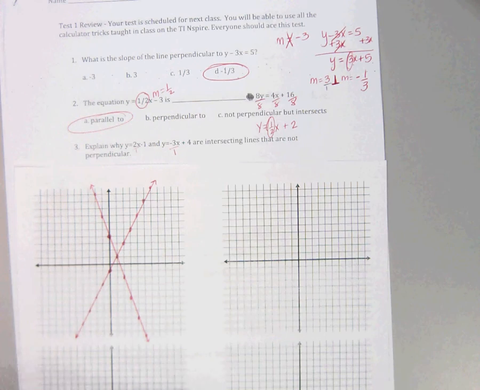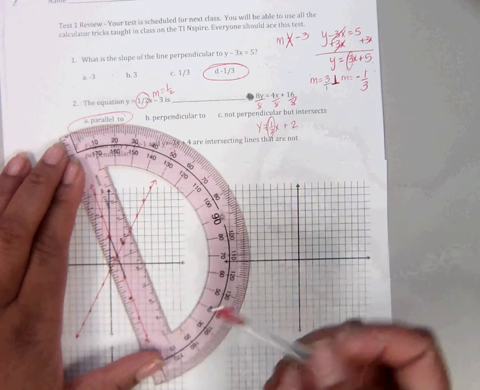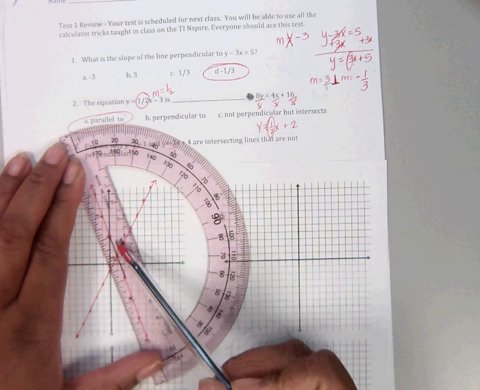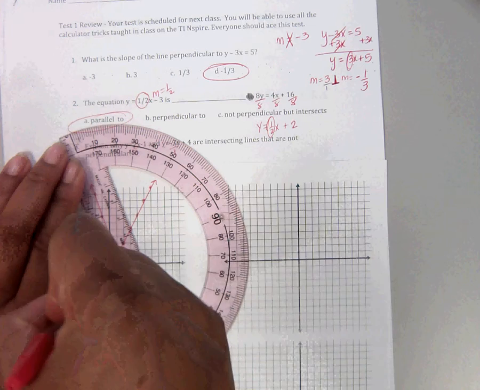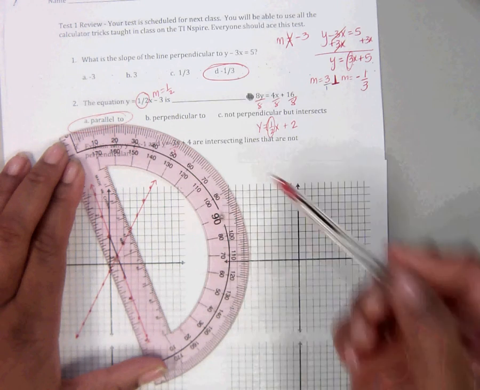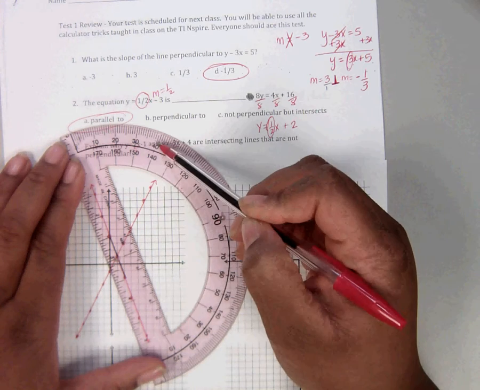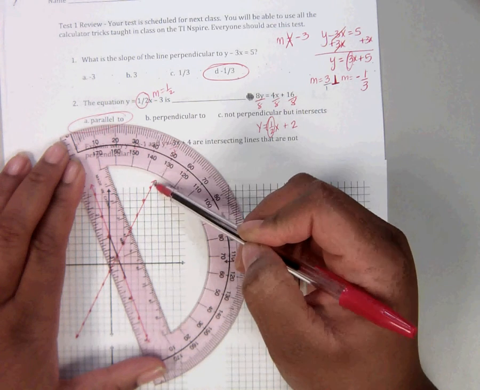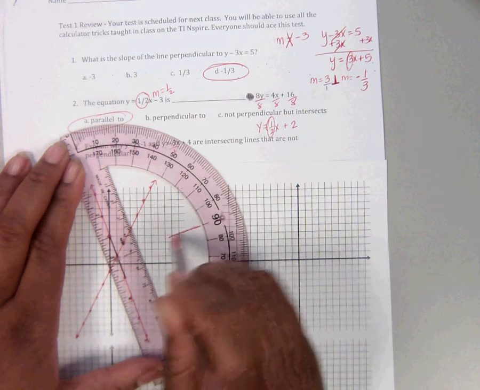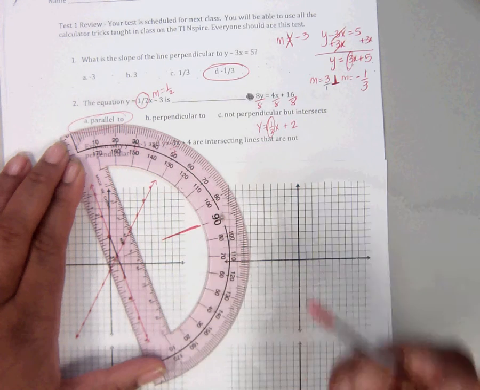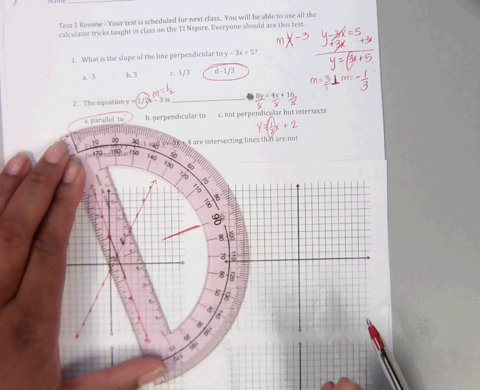Now I'll use the protractor to show you that they are not perpendicular. As you can see, the red line and the black line of this protractor are lined up. The circle is on the solution. And it points between 40 and 50 when it should be here. So I know that this is not perpendicular.